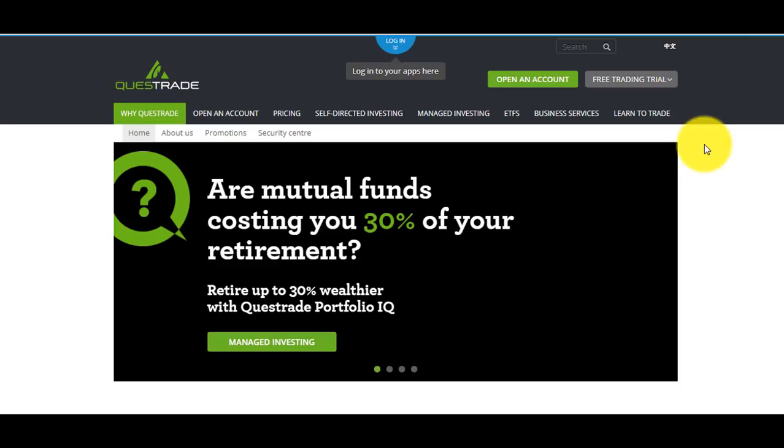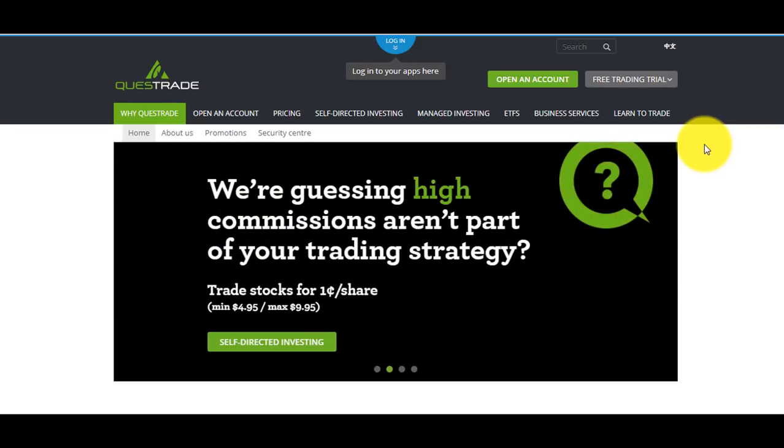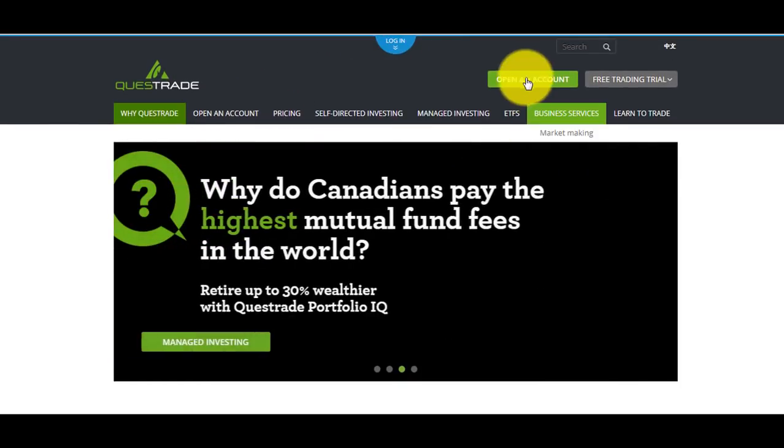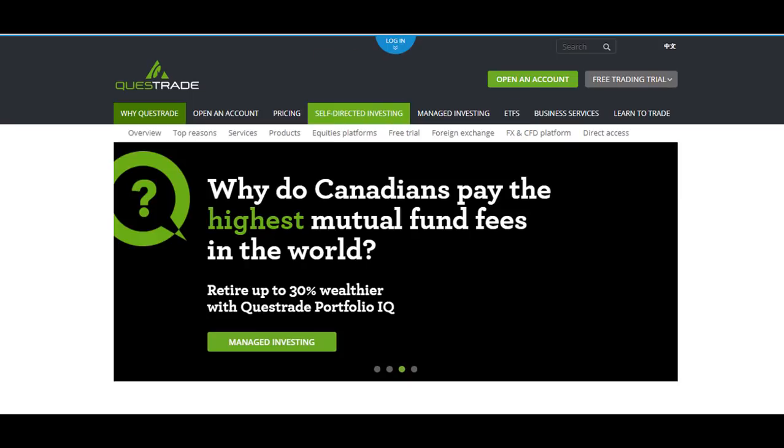It's the cheapest. It's between $5 to $10 per trade. It's actually 1 cent per share, as you can see right over here. 1 cent per share. Minimum of $4.95, maximum of $9.95. So depending on how big your transactions are, it'll vary between $4.95 and $9.95. But for most people, it's usually $4.95. So yeah, just go to questrade.com, log in. If you already have an account, it's pretty simple. Just open an account, follow the steps.